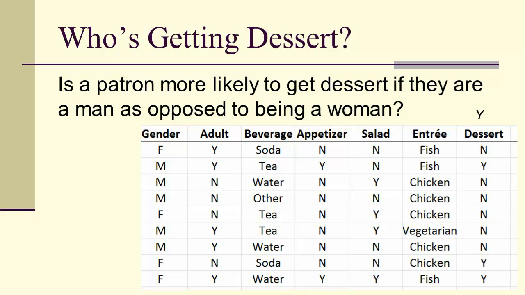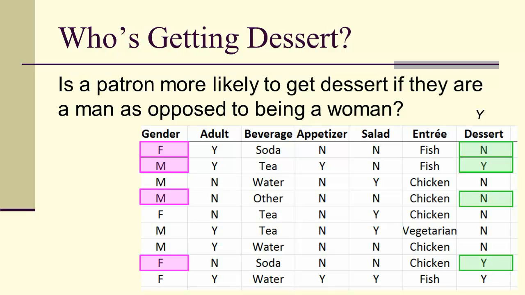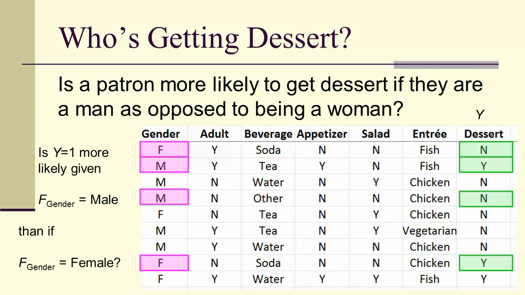Another example, suppose we ask the question, is a patron more likely to get dessert if they are a man as opposed to being a woman? So here's a female who does not get dessert. Here's a male who does get dessert. Here's a male who does not get dessert. And here's a female who does get dessert. Is y equals 1 more likely given a gender of male than a gender of female?